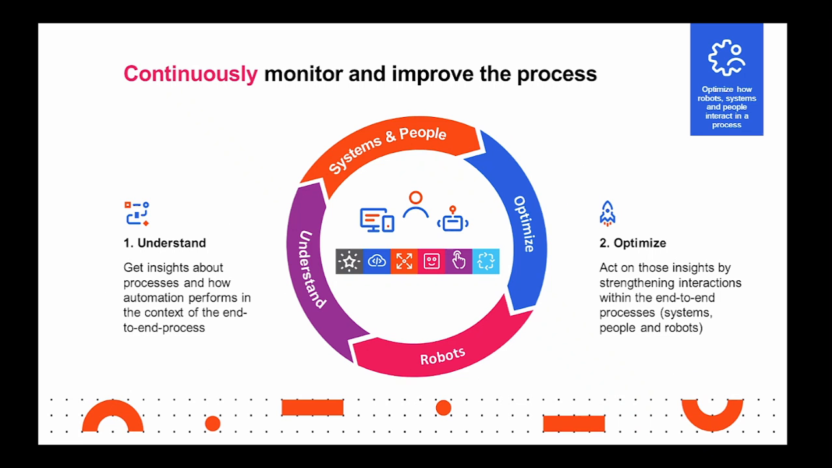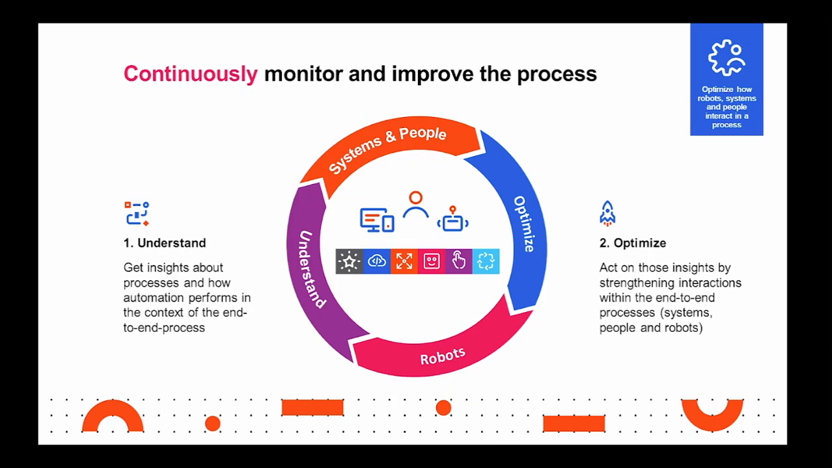The great value of process mining lies in its extensive continuous monitoring capabilities, allowing businesses to constantly have a view of their process to optimize how their robots, people, and systems interact. There are two parts to continuous monitoring and improvement. The first is understanding the process. For instance, how does automation perform in the context of the end-to-end process?